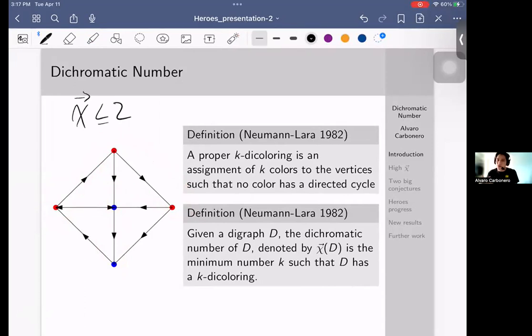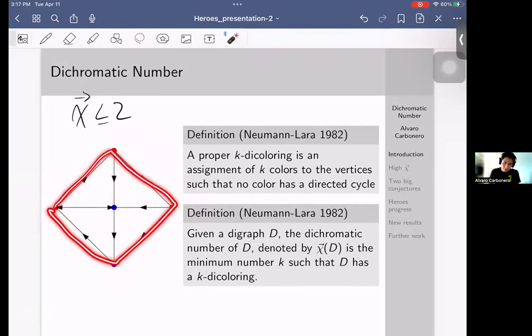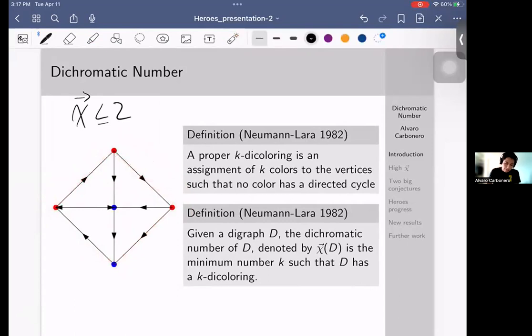And we can't color with just one color because we have a cycle. The cycle on the outside is there, so we need at least 2 colors. Otherwise, that cycle would be monochromatic. So the dichromatic number is equal to 2.